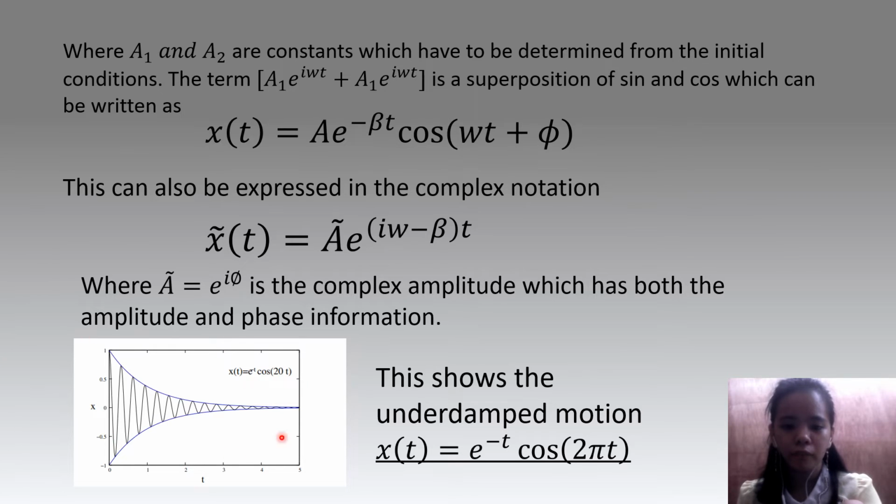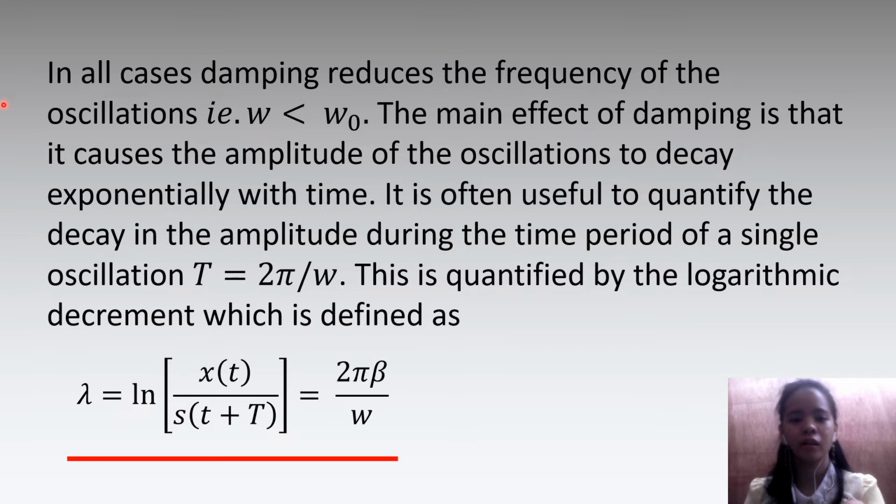This image shows underdamped motion, and the equation is x(t) = e^(-t) cos(2π t). In all cases damping reduces the frequency of the oscillation, ω is less than ω0. The main effect of damping is that it causes the amplitude of the oscillation to decay exponentially with time.